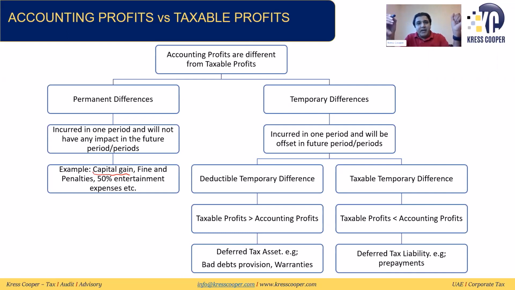In the same way, fines and penalties. Fines and penalties usually are not allowed by tax authorities as an allowable expense, while in the accounting books of record, we will be allowed to deduct the fines and penalties to arrive at the accounting profit. In the same way, for entertainment expenses, it has been given in the UAE Corporate Tax law that 50% of entertainment expenses are allowable expenses. While calculating the accounting profit, we will take 100% of entertainment expenses as allowable expenses. So these three key things I mentioned will create permanent differences. Now coming back to the temporary differences.